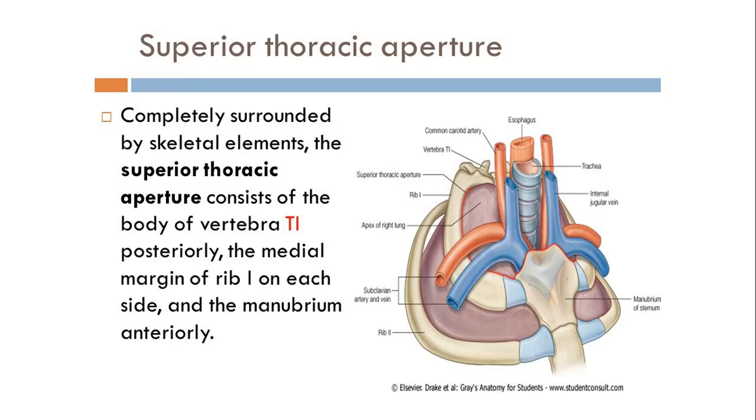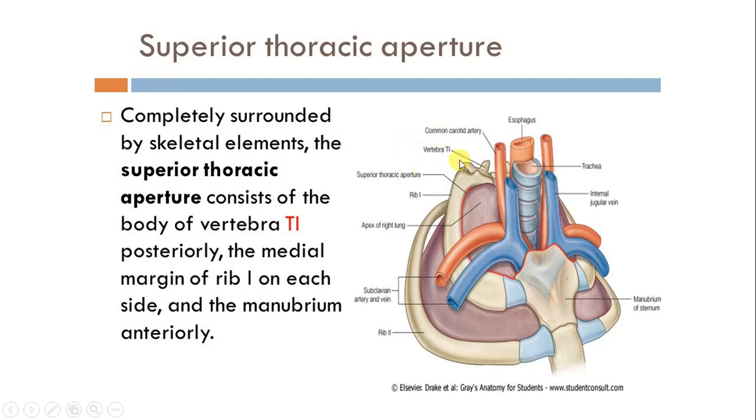So in the previous lectures we have discussed the osteology of the thoracic chest, the osteology of the thoracic wall, that is ribs, vertebrae and sternum, and today we are going to discuss the superior and inferior thoracic apertures, and mainly the joints of the thoracic cage.